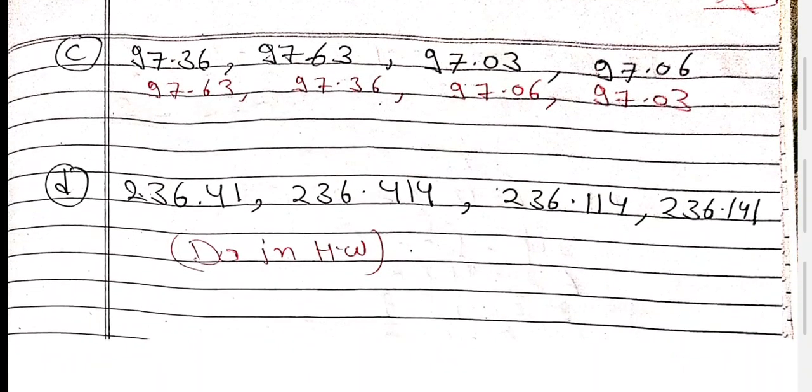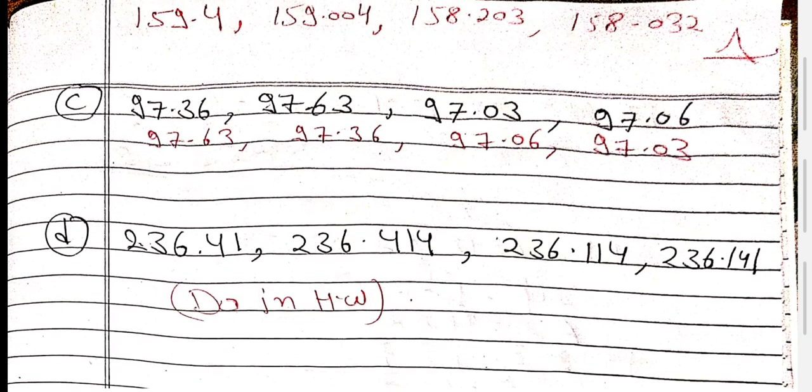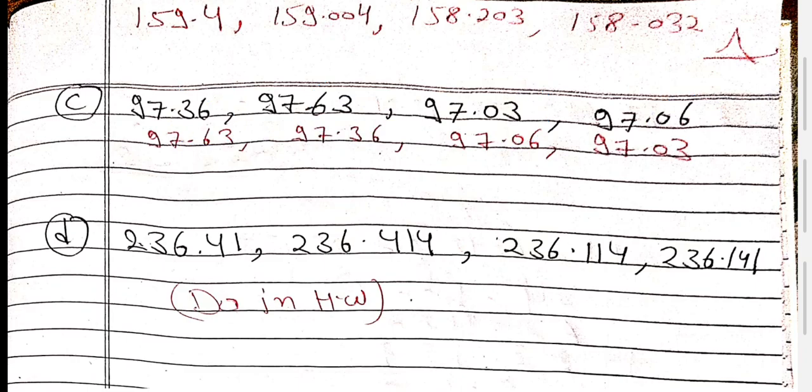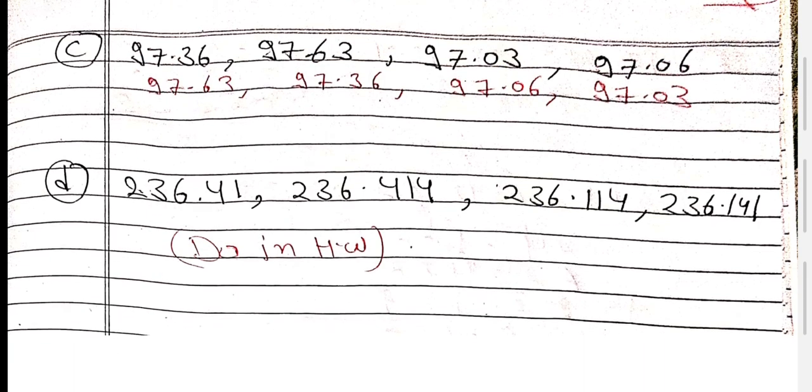Now one more you have to do. All have 2 decimal places. Okay, no need to increase zeros. Now just do the comparison: 97, 97, 97, 90. All have 97. Okay, now do the comparison after the decimal. It is 36, 63, 03, 06. So 63 is greater than 36. After 63, 36, then 06, then 03. So it is the required answer.